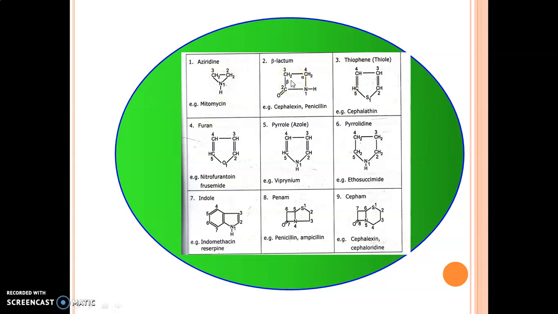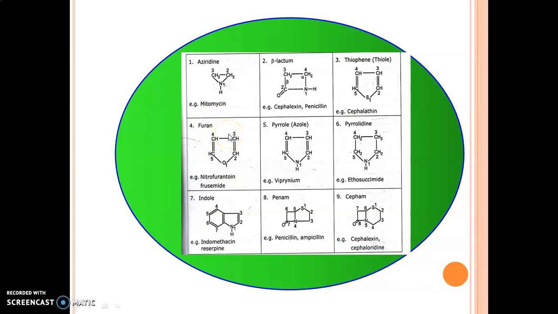Then the second ring is the beta-lactam ring. This is a four-membered heterocyclic ring containing nitrogen as a heteroatom at one position, and there should be a ketone group at second position. Next is a five-membered heterocyclic ring containing sulfur as a heteroatom. Name of the ring is thiophene, or it is also called thiole. It is a five-membered ring containing sulfur and two double bonds at 2, 3 and 5, 4 position.